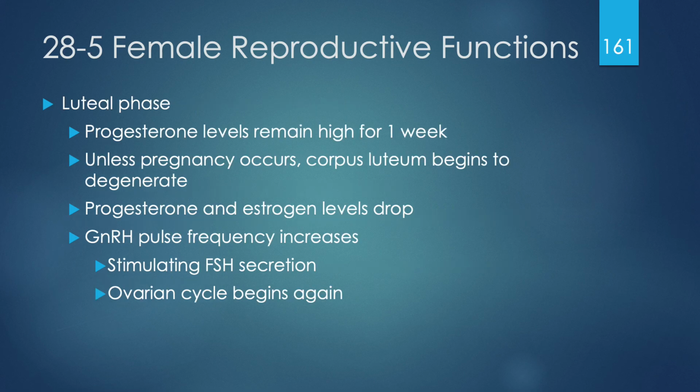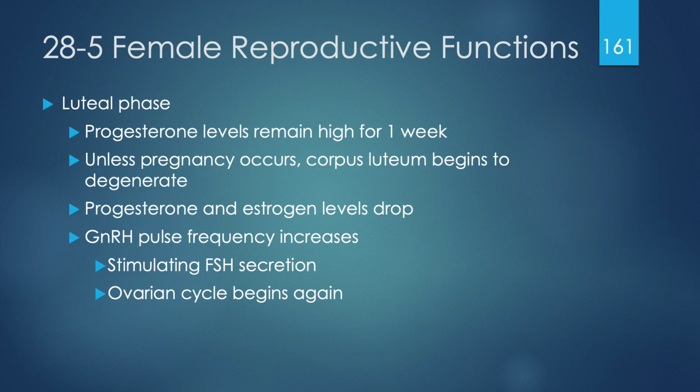During the luteal phase, progesterone levels will remain elevated for about a week. If a pregnancy occurs, this is different, but presuming that it doesn't, the corpus luteum will begin to degenerate, and subsequent to that, progesterone and estrogen levels will drop. Gonadotropin releasing hormone pulse frequency will go up at this point, which stimulates follicle stimulating hormone, which supports the ovarian cycle to begin anew.